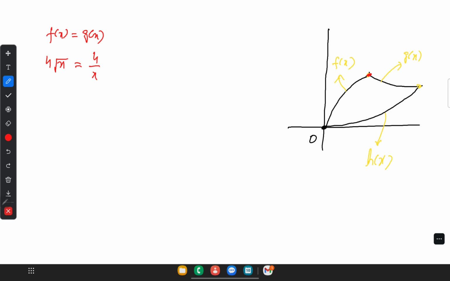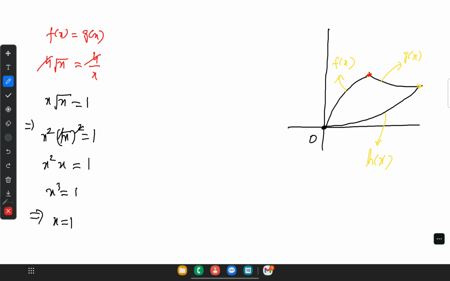4 over x, the 4 will be cancelled out. So let me change the color. I will get x times square root x is equal to 1. I will take square on both sides, square of this and square of this is equal to this. This is x square times x cube is equal to 1. This means x is equal to 1. So again, this point is x is equal to 1.